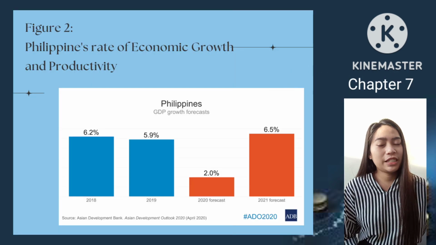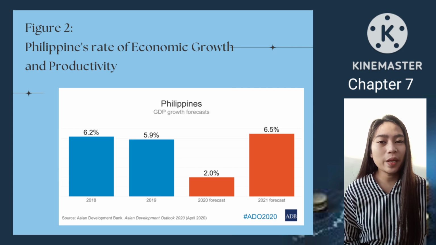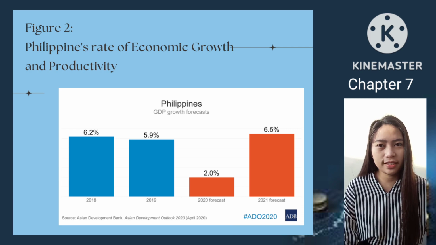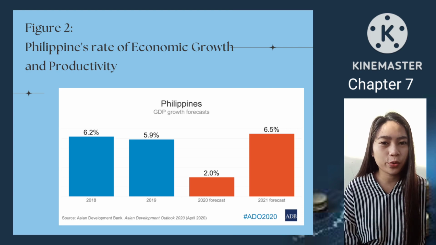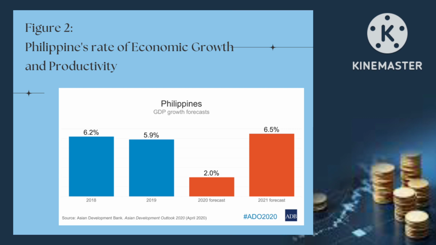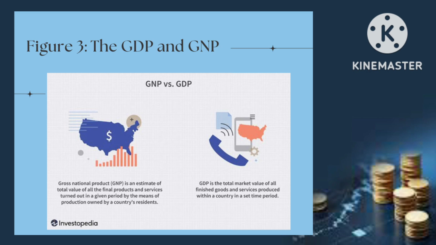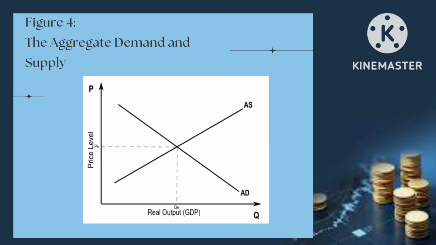And in Chapter 7, we also learn about open economy macroeconomics, which covers the Philippines' rate of economic growth and productivity. Economic growth refers to an increase in the production of economic goods or services compared from one period of time to another, in which the forecast of GDP in the Philippines in 2021 is 6.5% compared to last year's only 2%. When we say GDP, it is gross domestic product, while GNP is gross national product. From the past lesson, we already know the concept of aggregate demand and supply, where this model explains the price level and output level.